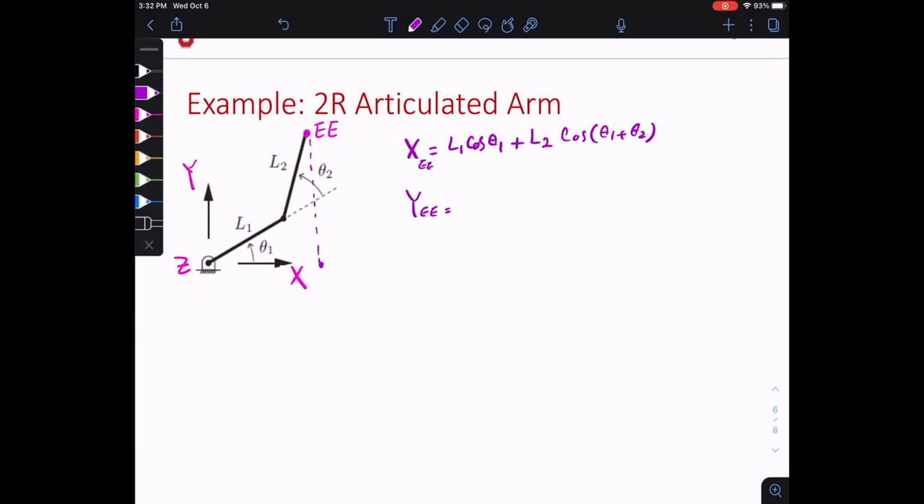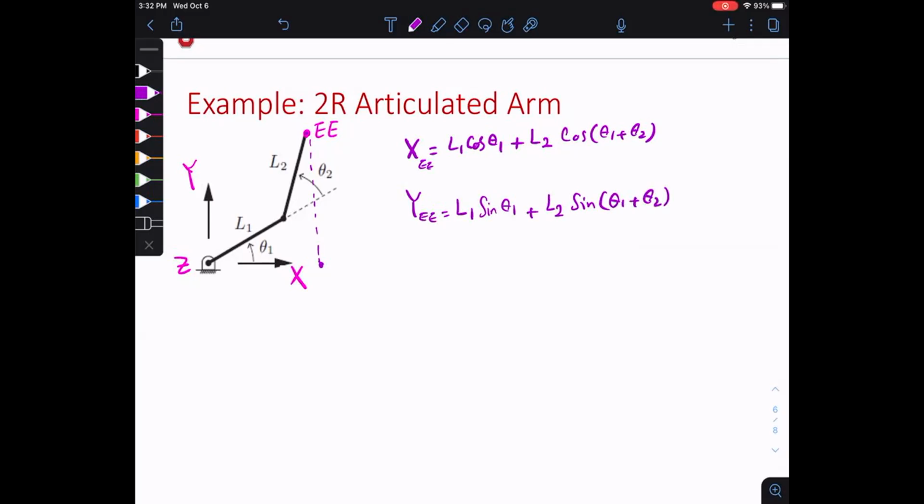That's what you're thinking. I'm reading your mind. You've seen this before, right? If you open your book, kinematics chapter 4, this is the first example. And we talked about it before. So this is just simple graphical methods, right? Finding x and y. If you have x and y, you can find the velocities, right? Y of end effector is L1 sine of theta 1 plus L2 sine of theta 1 plus theta 2.